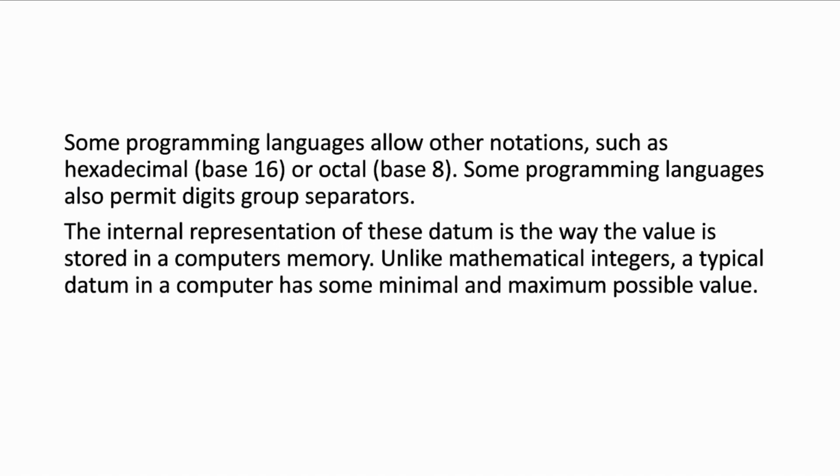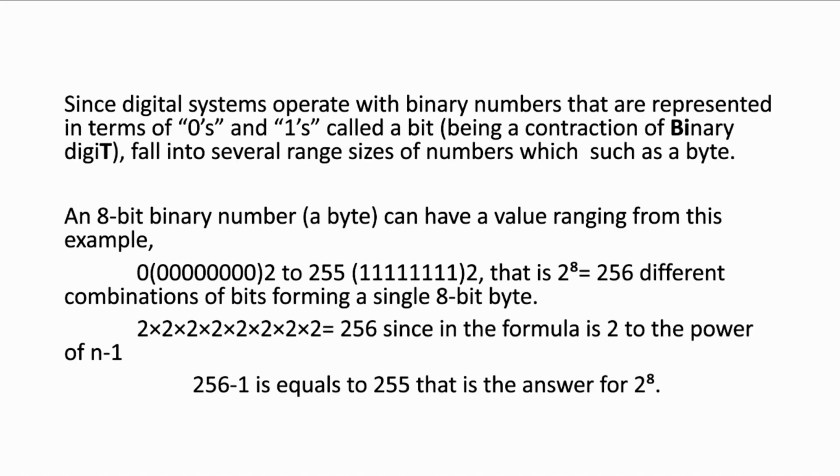The representation of this datum is the way the value is stored in the computer's memory. Unlike mathematical integers, a typical datum in a computer has some minimum and maximum possible value. Since digital systems operate with binary numbers that are represented in terms of zeros and ones, called a bit or binary digit, they fall into several sizes of numbers, such as a byte. An 8-bit binary number, or a byte, can have a value ranging as in this example.